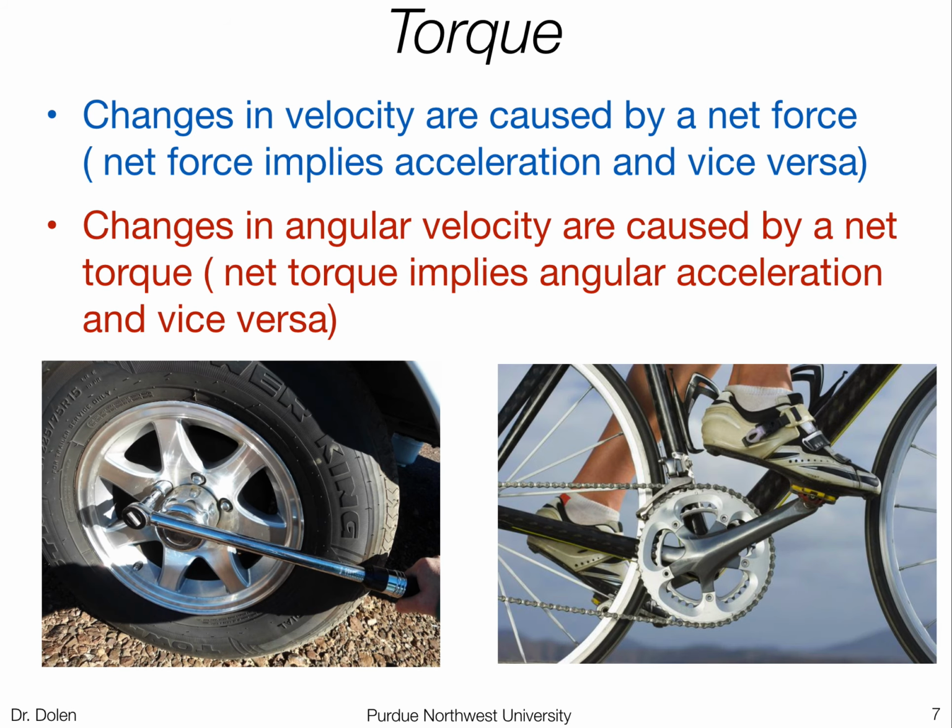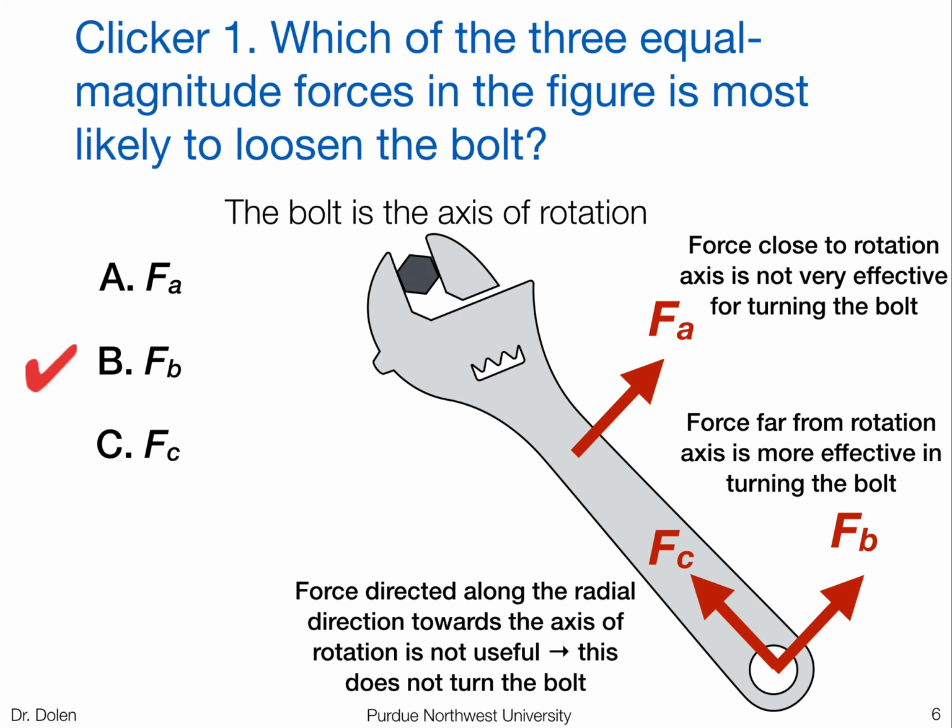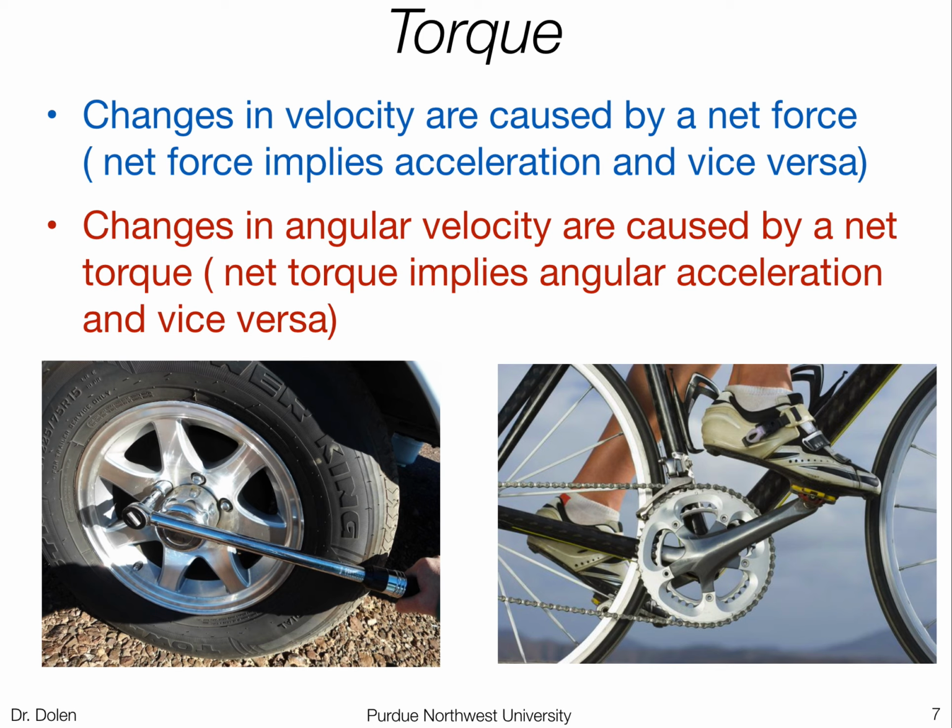So as I mentioned, changes in velocity are caused by a net force. So this is what we've seen before in Chapter 4, Chapter 5. What causes acceleration? What causes you to speed up or slow down? That is a force, right? But what about changes in angular velocity? Right? If I have a wheel that's initially not spinning and I want to start it spinning, how do I do that? Some forces are not going to be effective, like force C in the previous problem. Force C is not effective. So in order to cause angular velocity changes, right, to cause angular acceleration, what we need is a torque, right? And so that's the idea here.